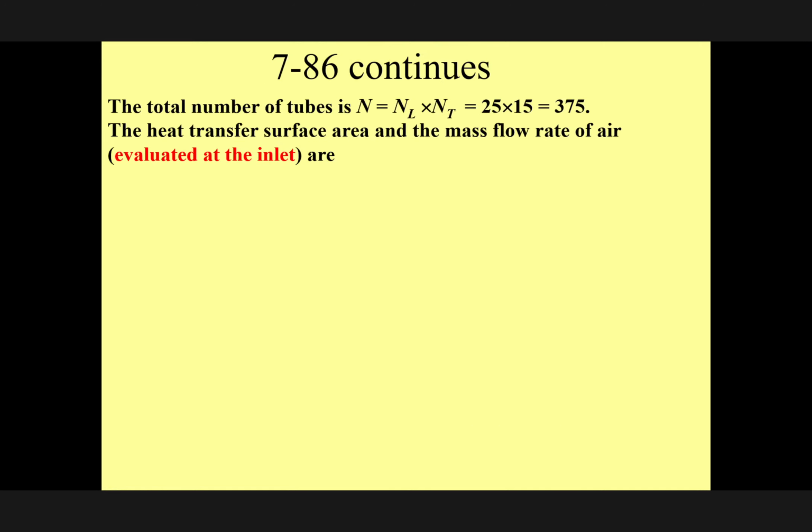Therefore, now we know the number of tubes, the total tubes. Therefore, it becomes N times h times area times delta T, and we can calculate this one. This is the surface area for one tube, and since we have 375 tubes, we multiply by that. This is the length, this is the diameter, this is pi.